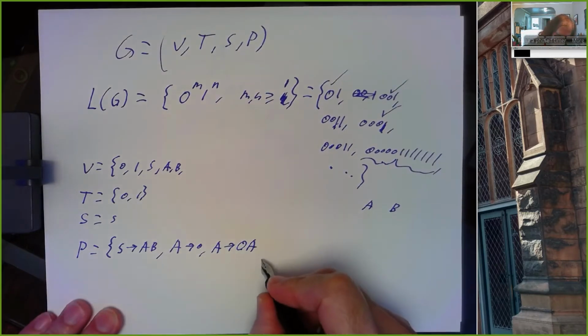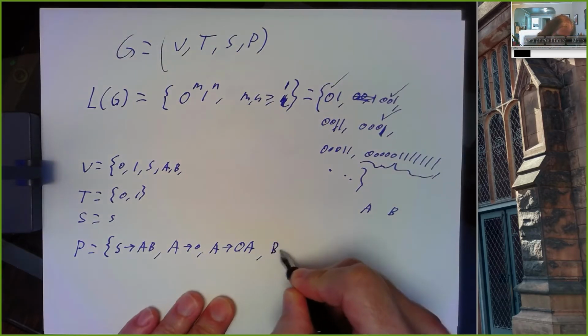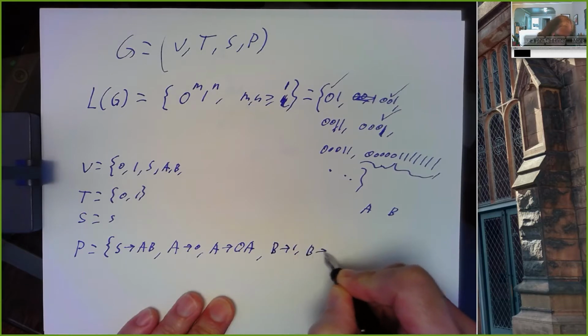Alright, so what about B? I want B to look like a string of ones. So what might you guess for production rules to describe B to be one or more ones? And you can use your microphone or you can put this in chat. Yeah. So B could go to a 1, or B could go to a 1B.